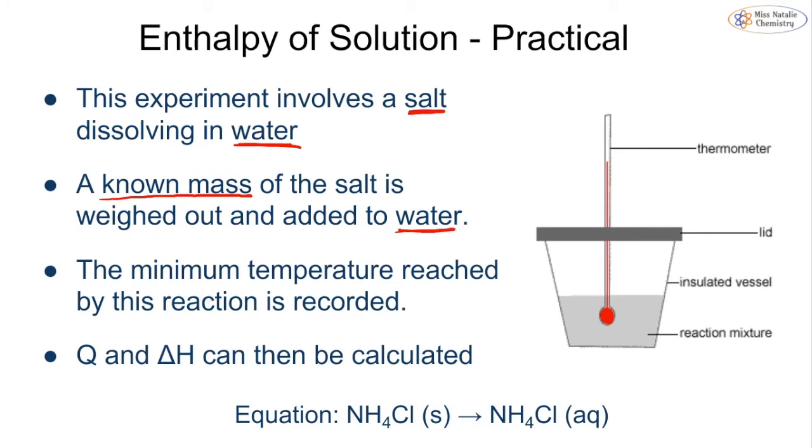And this time we're going to be looking for a minimum temperature. So this is an endothermic reaction. And it may only be a couple of degrees that it goes down by, but that's okay, as long as we see a slight change. So in this case, we're going to be dissolving ammonium chloride into water to make an ammonium chloride solution. But again, we can calculate Q and delta H.